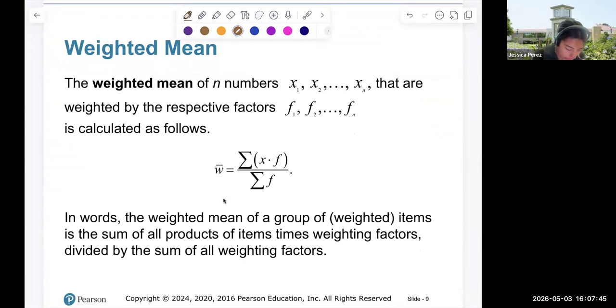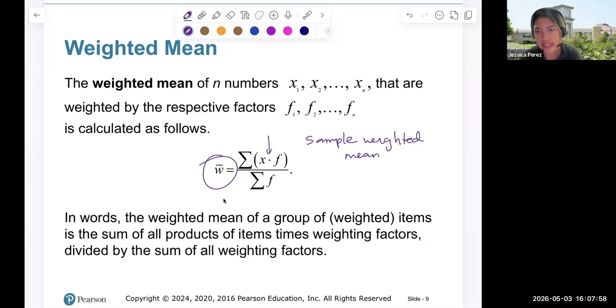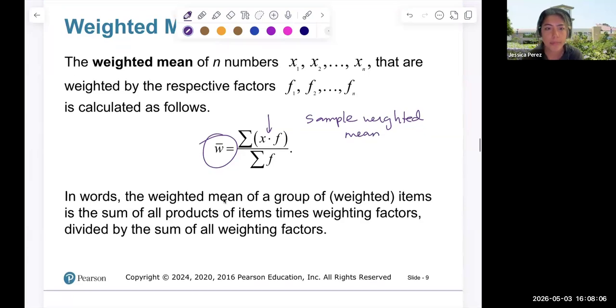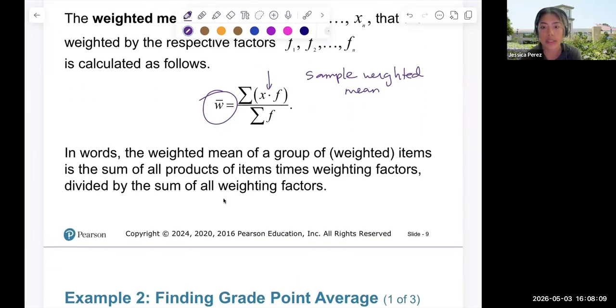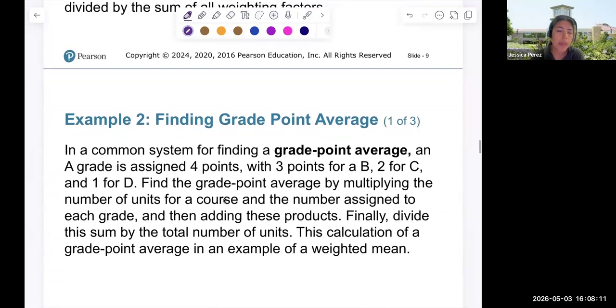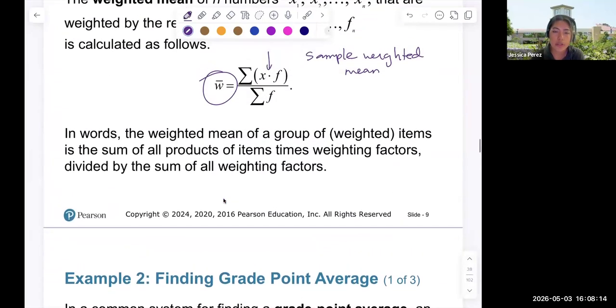So the way that we calculate a weighted mean, again, this is a sample weighted mean, is that we're going to take the product between X and F, the value of X times the frequency, or the weight. We're going to add that and then divide by the sum of the frequency. How many times or how much value is the weight? So here's an example. So first, let me put that in here. W bar is equal to the sum of X times F over the sum of F.